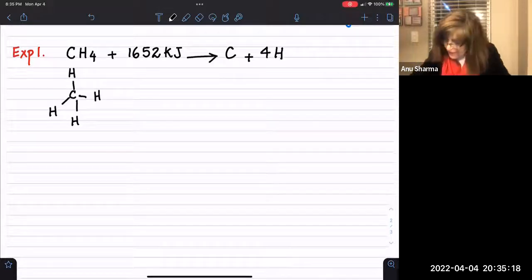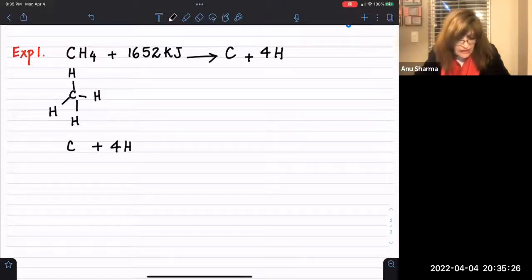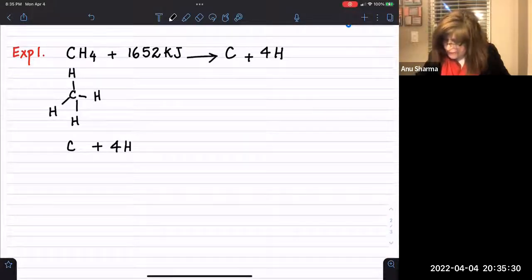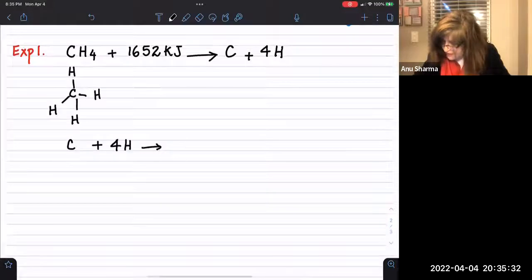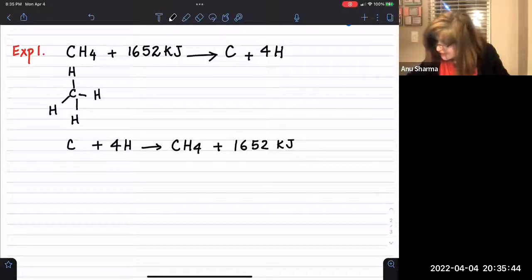Now, on the other hand, if you have 1 atom of carbon and 4 atoms of hydrogen, these are going to combine to give CH4, and they're going to release 1652 kilojoules of heat. So in this case, heat is released.